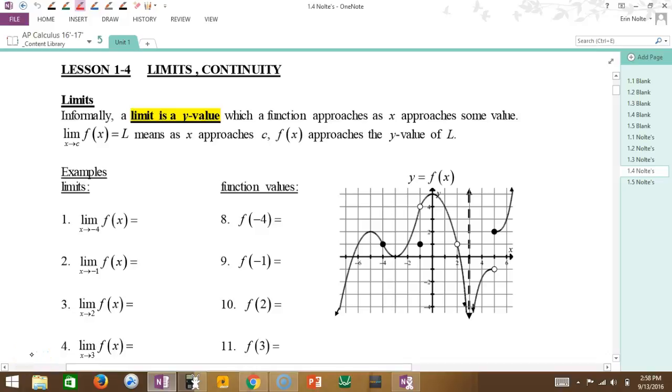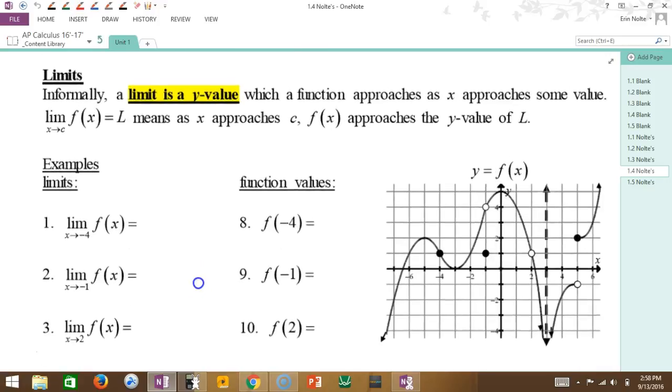Okay, so limits, continuity. This is the first time that we start to enter the idea of calculus. So far, we've only been doing algebra stuff. Now we begin calculus. So exciting. We're going to talk about limits.